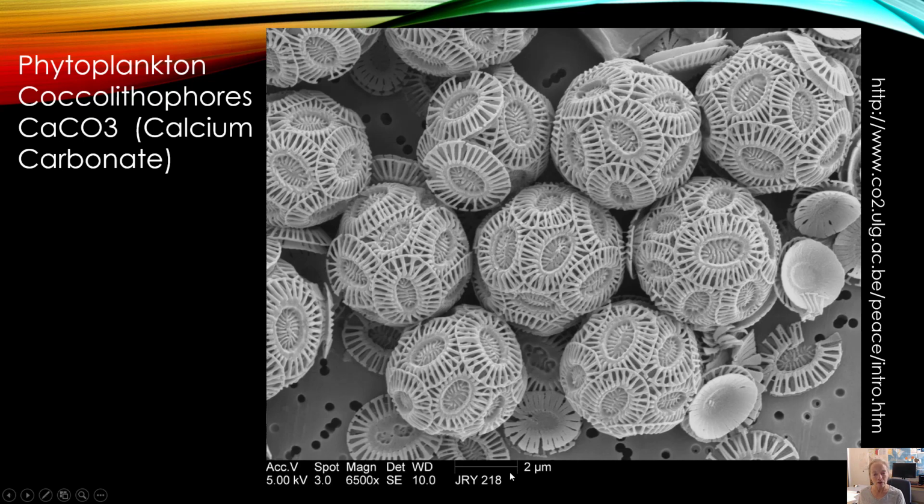We have a scale down here. This little bar is 2 micrometers. So again, take a meter stick, divide it into 1,000,000 pieces. Can't even imagine that. 2 of those would be this long. So these guys are only like maybe 5 micrometers apart. So, again, you can't see them.